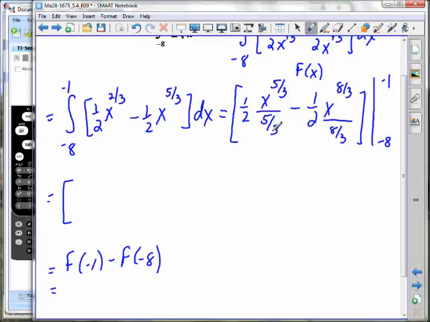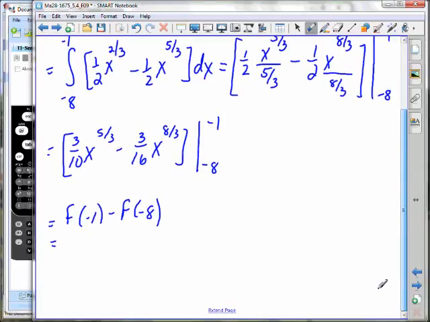So this is 1/2 times 3/5, 3/10 x to the 5/3. This will make it easier when we start doing our work here. Minus, divide by 8/3, the same as multiplying by 3/8, so this would be 3/16 x to the 8/3. And we integrate from -8 to -1. Now that we've got that, we can use this in a better manner.